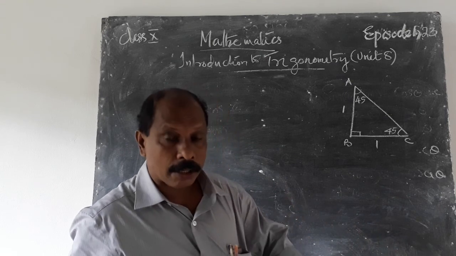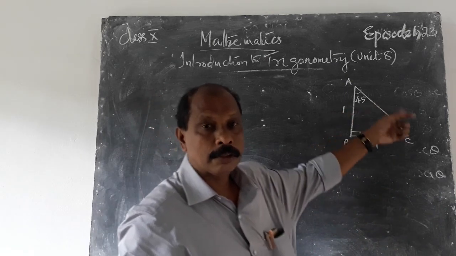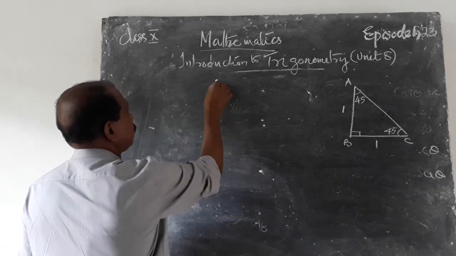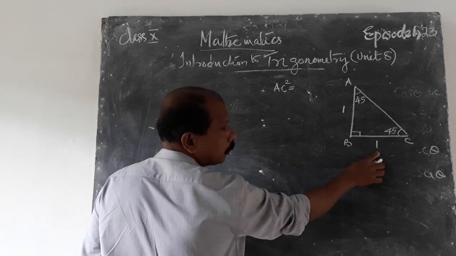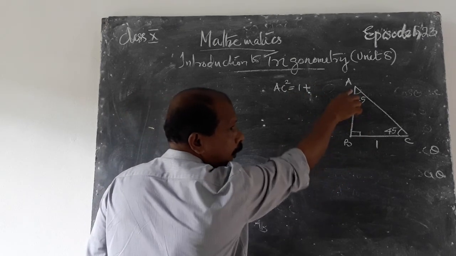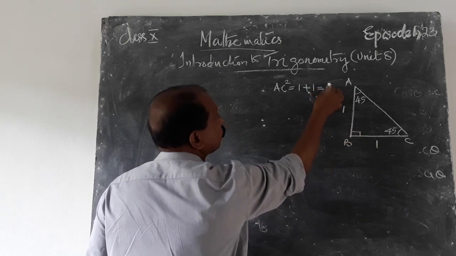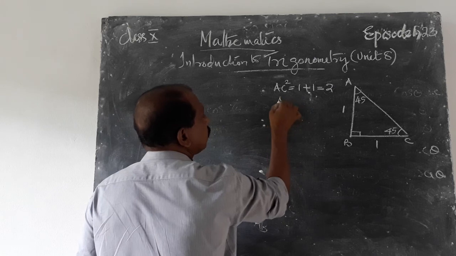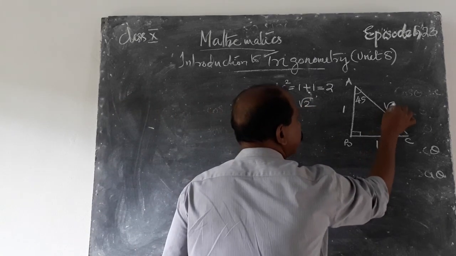Therefore, by Pythagoras theorem, base square plus altitude square is equal to hypotenuse square. That is AC square is equal to what? Base square, that is BC square, it is 1 square, plus altitude square, that is AB square, is 1 square. 1 square plus 1 square is 2. Then AC is equal to what? Root 2. Therefore, the hypotenuse is root 2.